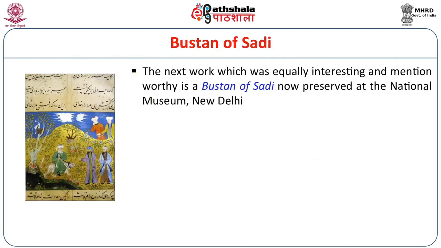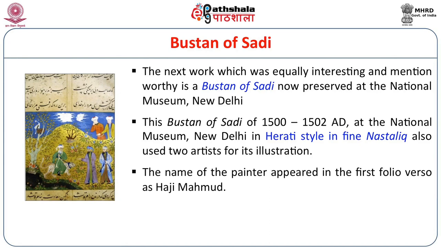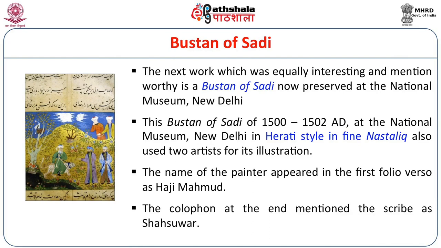The next work is the Bustan of Sa'di, which is a collection of poems by Sa'di. Now, it is preserved in the National Museum of New Delhi. The Bustan of Sa'di of 1500 to 1502 at the National Museum is in Herati style and in fine nastaliq, and also used two artists for its illustration. The name of the painter appears in the first folio verso as Haji Mahmud. The colophon at the end mentions the scribe as Shah Suwar. So we can understand from the names that they must have had some kind of Persian connection.